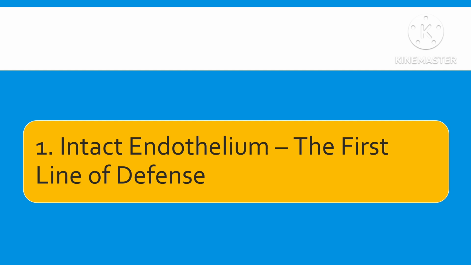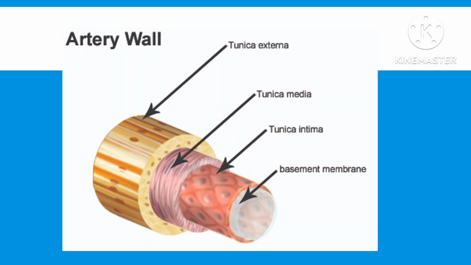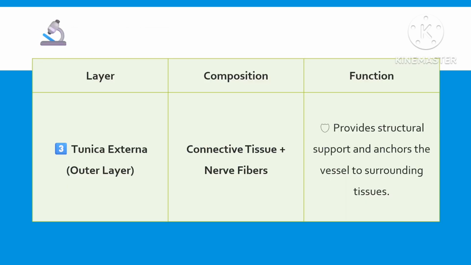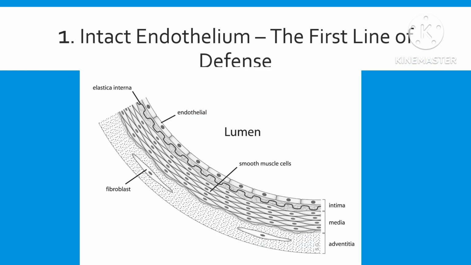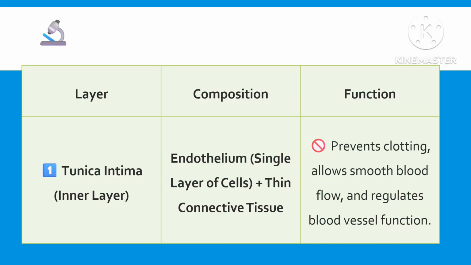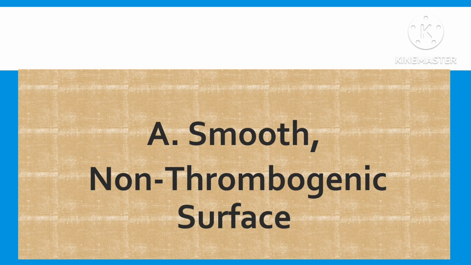Blood vessel is made up of three layers. The outer layer is known as tunica externa, which is composed of connective tissue, collagen, and elastic fibers. The middle layer is known as tunica media, and it consists mainly of smooth muscle cells and elastic fibers. And the internal lining of blood vessel is known as tunica intima. It contains endothelium, which is a single layer of squamous epithelial cells. Endothelium acts as a first line defense against thrombosis.